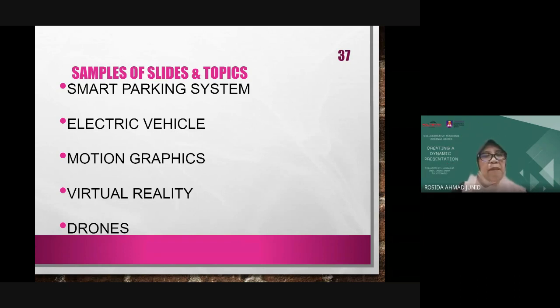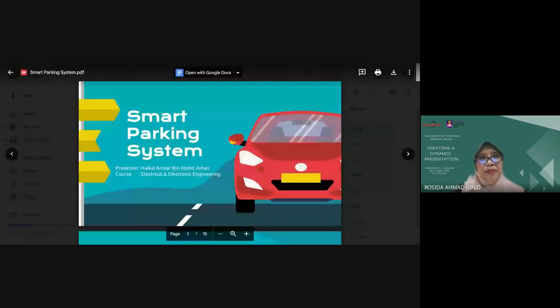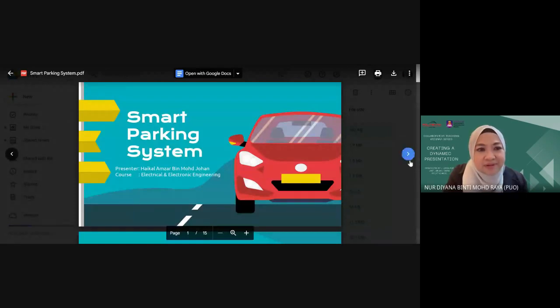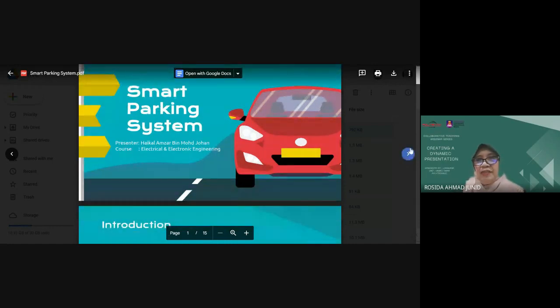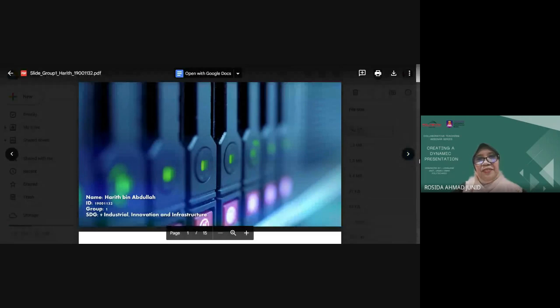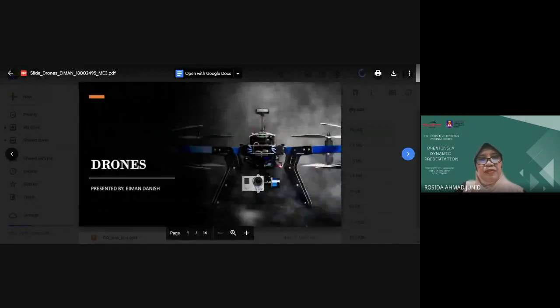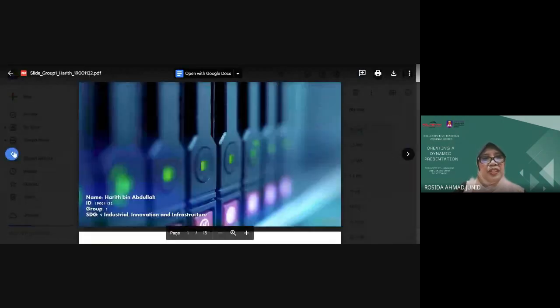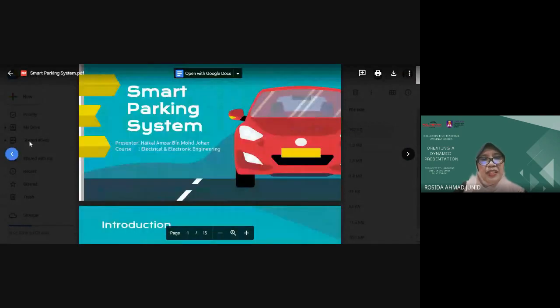Maybe we can have examples. I just want to show you some good papers. Students that have written something on smart parking system. Let's see what makes it a good presentation. This is done by one engineering student. Okay, this one, maybe this one is better. This is from one group.